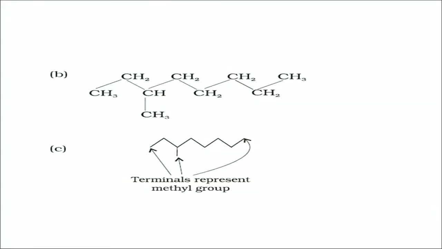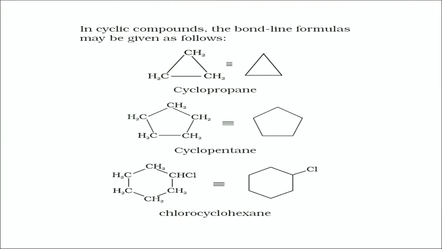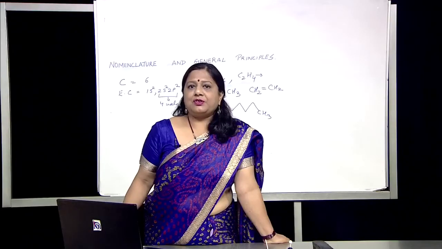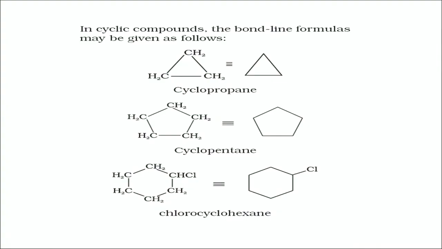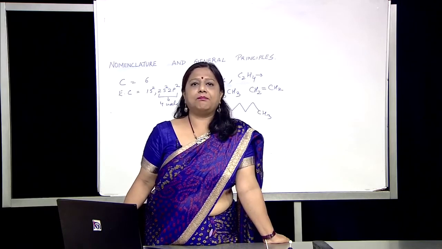Next, part C is a bond line formula in which the terminal positions are occupied by CH3 groups and the peaks are carbon. In cyclic compounds, you can see only bond line formulas, such as cyclopropane, cyclohexane, cyclopentane, chlorocyclohexane, etc. They are represented only by lines. If you open those lines, you can see that carbons are at the peaks and the rest of the valencies are satisfied by hydrogen.